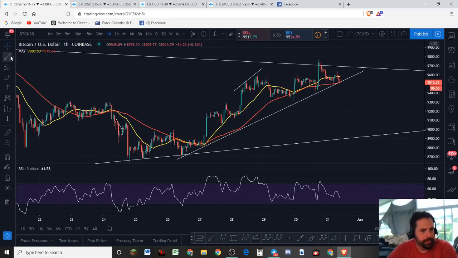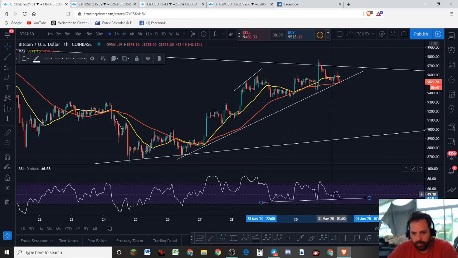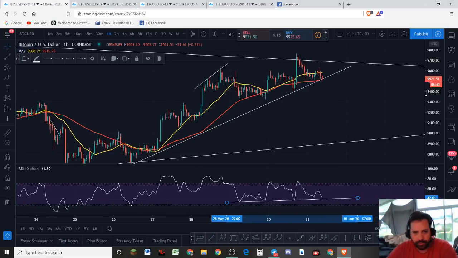So what we can do here is look at the RSI and draw a trend line down here. It's a really handy thing to do. Don't just draw trend lines on your chart, but draw it on the RSI as well. As soon as you get a break of that, guys, and a close is better, then you've got confirmation of a downside move.